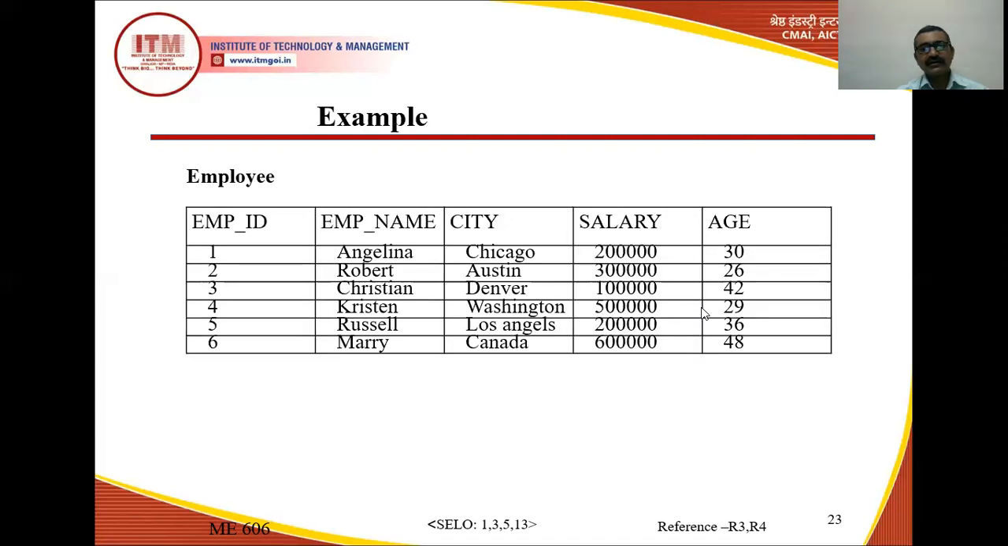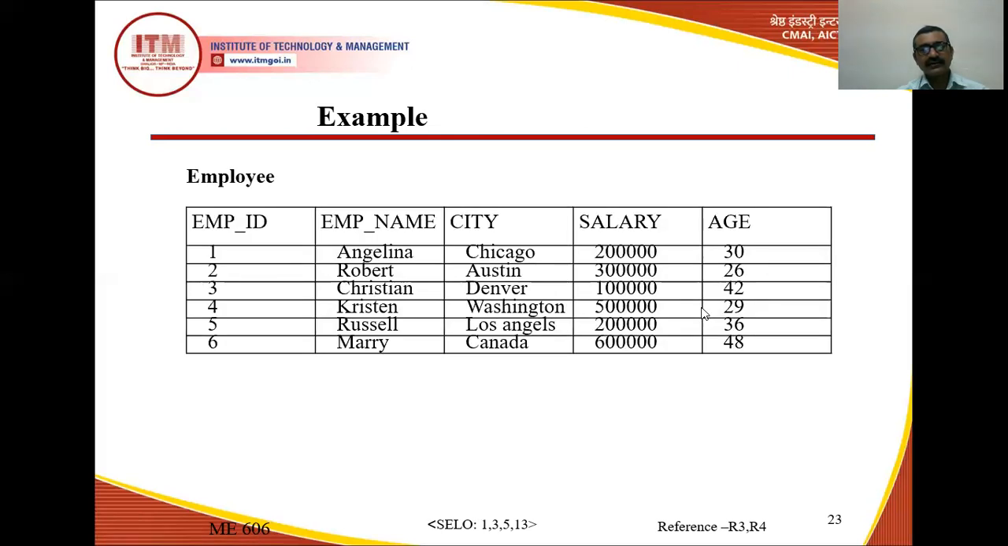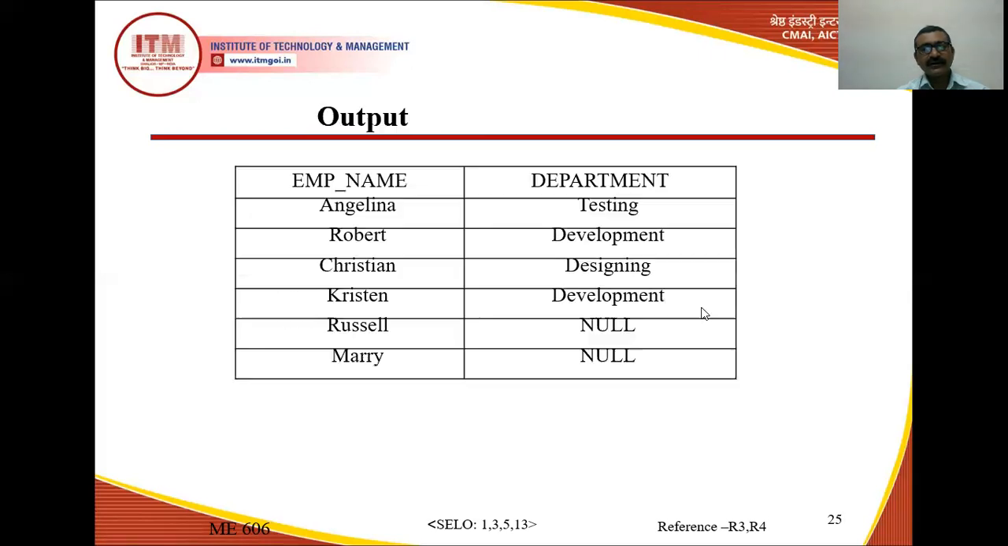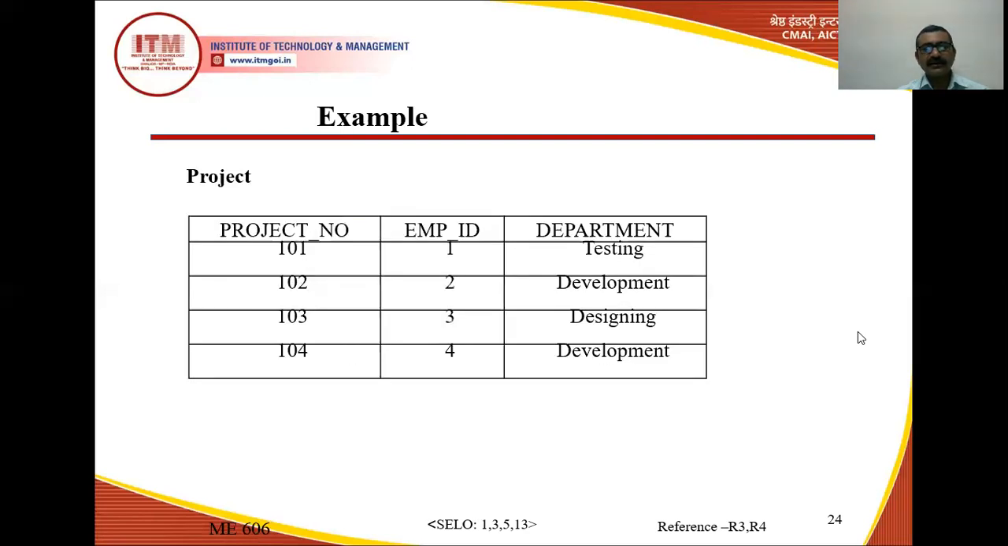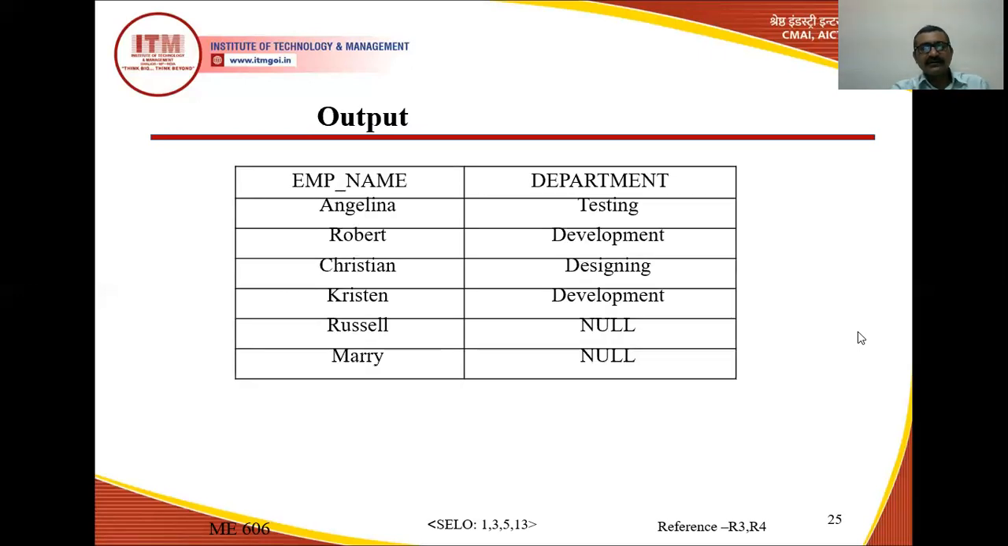So this is your example. Employee ID, employee name, city, and salary, age. There is the first table, and it has fields employee ID, name, city, salary, and age. And next one is project. It is also a second table, that is project number, employee ID, and the department. So one thing is common, employee ID. Now we can perform the full outer join. So employee name and department. We can take the employee name from the employee table and department from the project table.